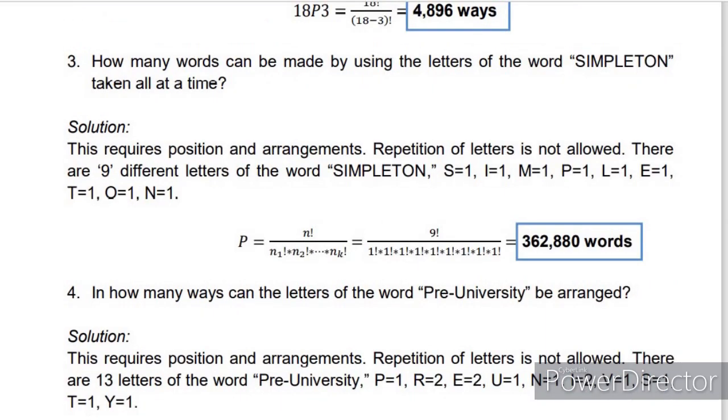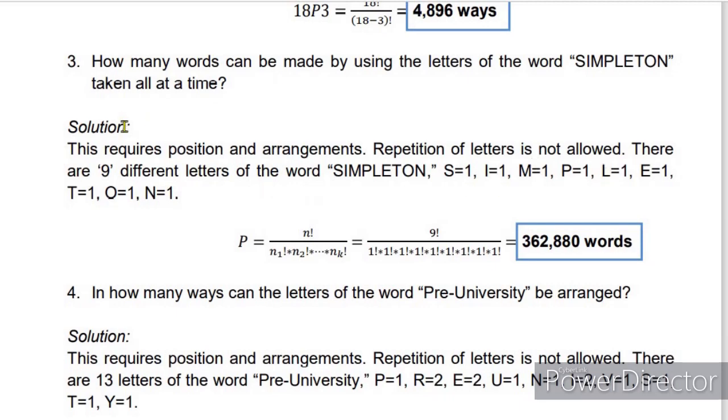Next, number 3: How many words can be made by using the letters of the word simpleton, taken all at a time? The solution: this requires position and arrangement. Repetition of the letters is not allowed. There are 9 different letters in the word simpleton. S is equal to 1 because there is only one S, as well as I, M, P. Every letter in simpleton is equal to 1. There is no repeated letter in simpleton.